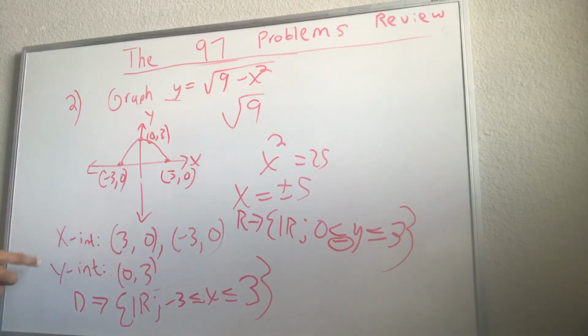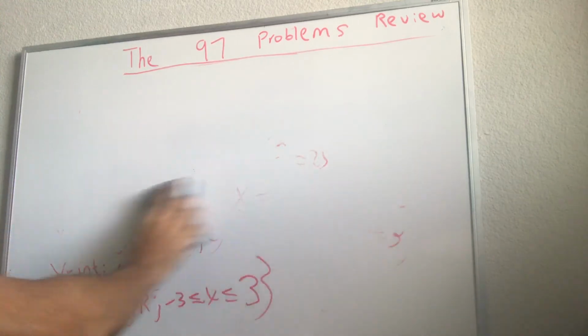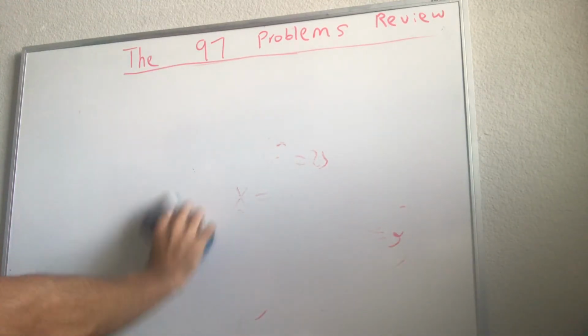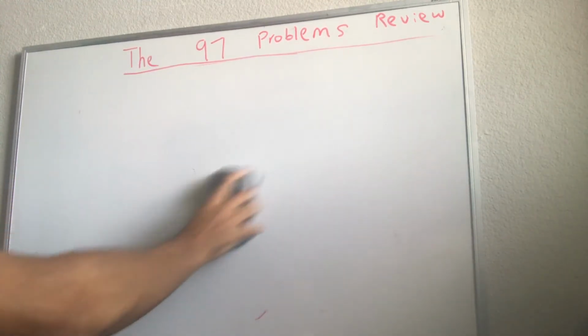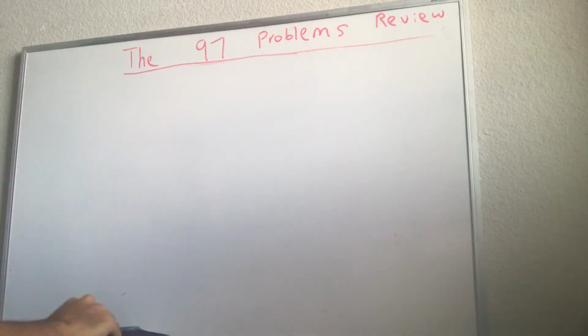So these are the x-intercepts, the y-intercepts, the domain, and the range here. So the third problem here that I want to go over is another problem that has to do with graphing. However, it's a little bit different and it's more complex. Something that, if you can really understand, gives you insight into limits as well.